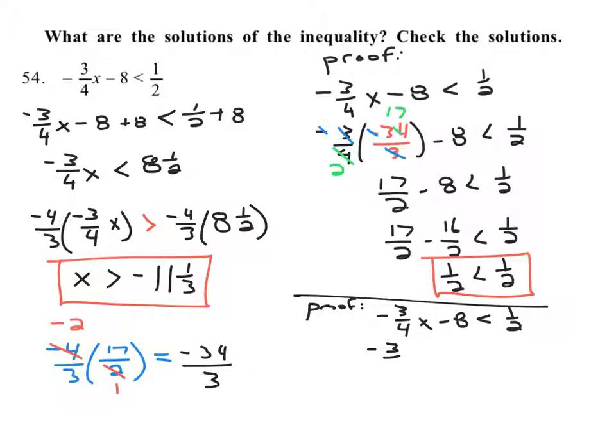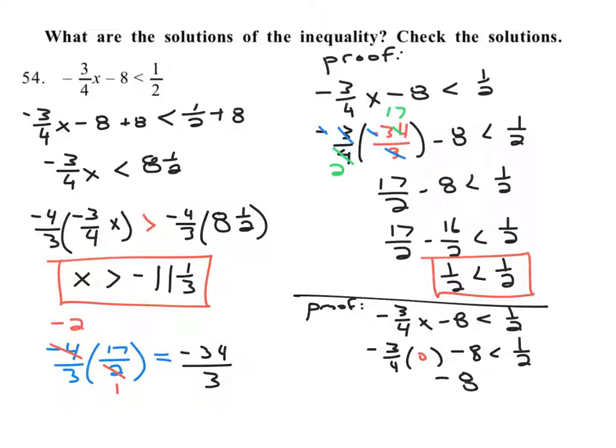So I say negative 3/4 parentheses 0 minus 8 is less than 1/2. And negative 3/4 times 0 is just 0.